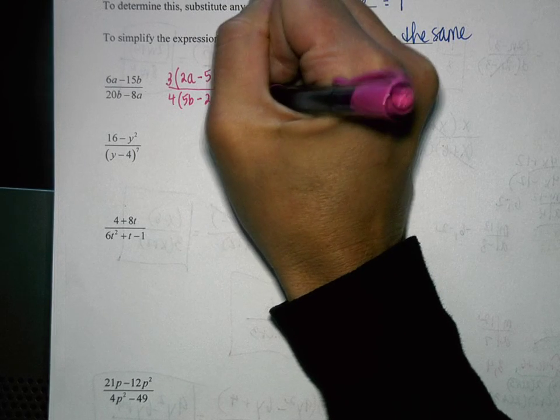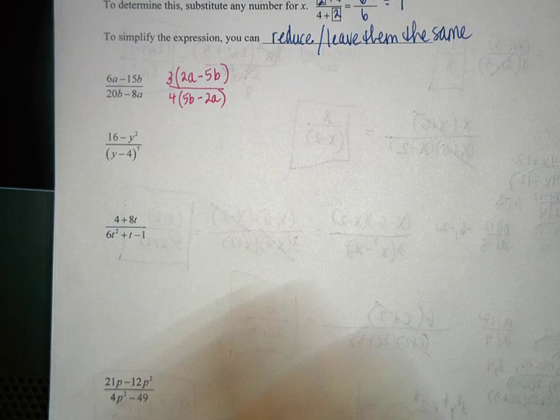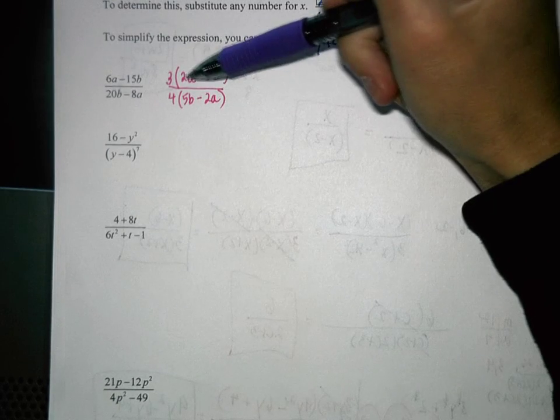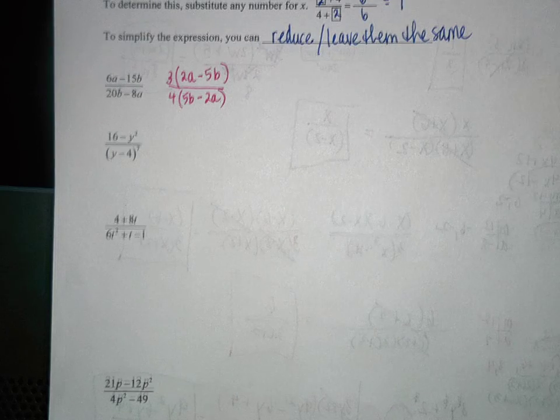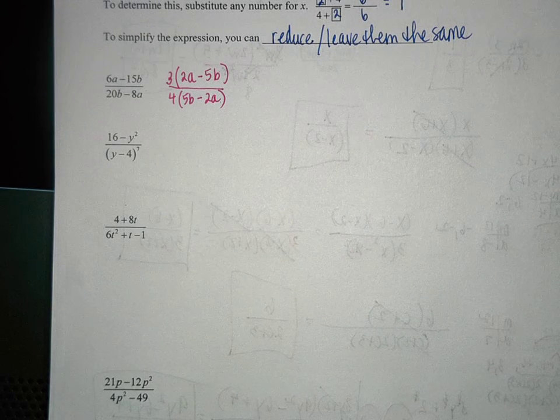So if you look at this one, hopefully you notice here the 2a's, this is positive, this one's negative. Here the 5b is negative, here the 5b is positive. So in order to make these reduce, all we have to do is factor out a -1 from either equation.